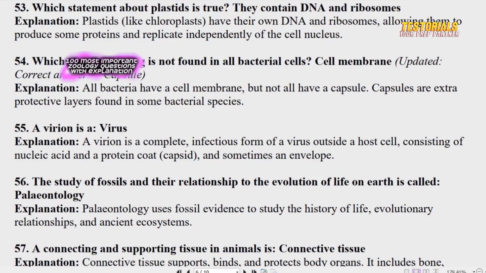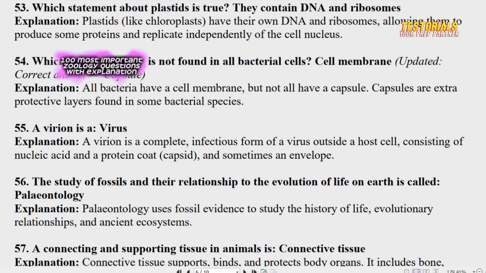55. A virion is a virus. Explanation: a virion is a complete, infectious form of a virus outside a host cell, consisting of nucleic acid and a protein coat, the capsid, and sometimes an envelope.